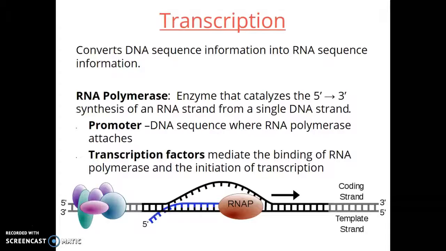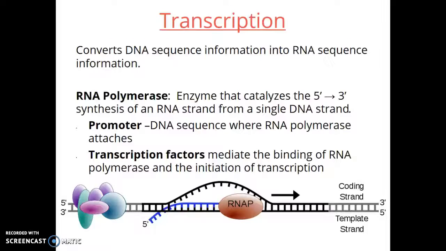So the first step is transcription. Transcription is going to take the DNA sequence and we're going to make an RNA transcript of it. So basically an RNA copy using RNA polymerase. Just like DNA polymerase works exactly the same way, 5' to 3', but instead of adding DNA nucleotides, we are now adding RNA nucleotides.